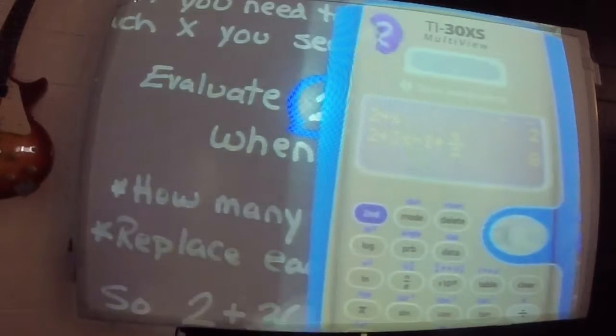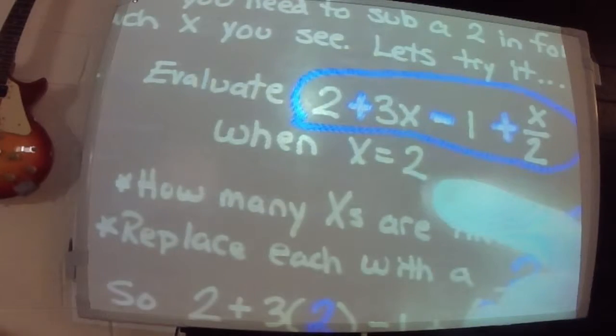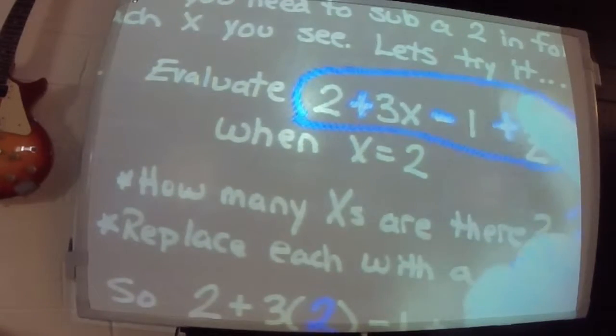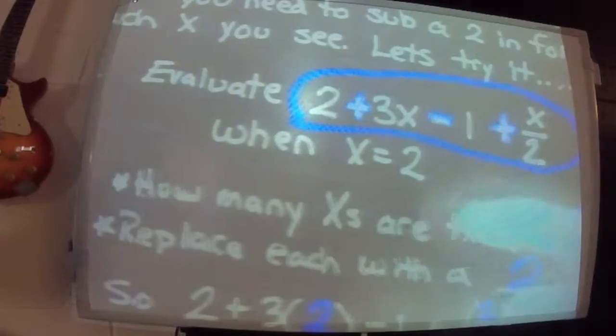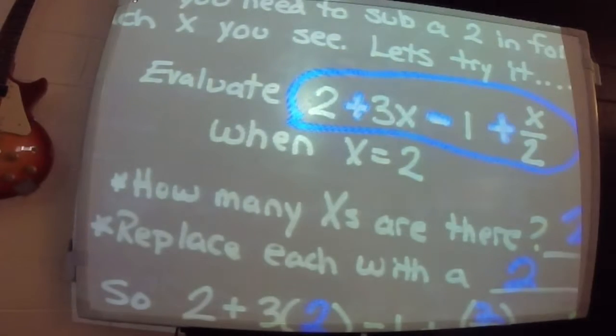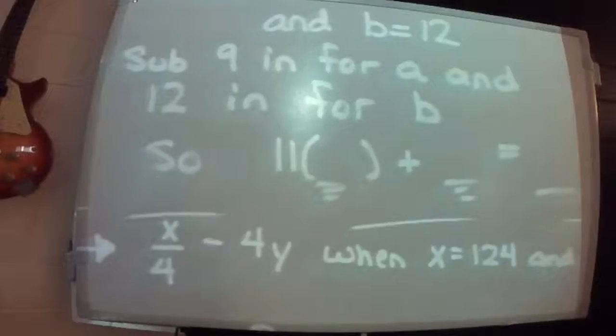This one works because they tell you right here, hey, if you want, put 2 in for X and then evaluate it. That's not always going to be the case. So don't just go freely using that X button. All right, go to the back side. Let's see what we got.